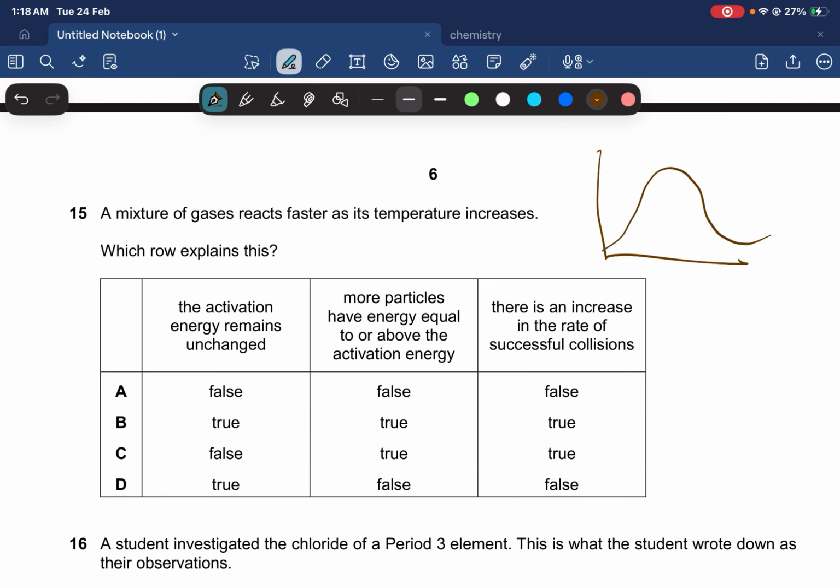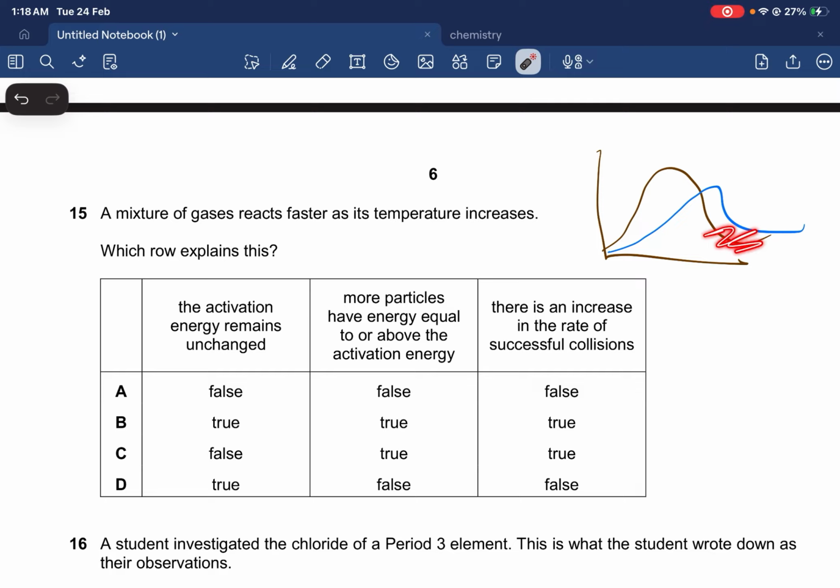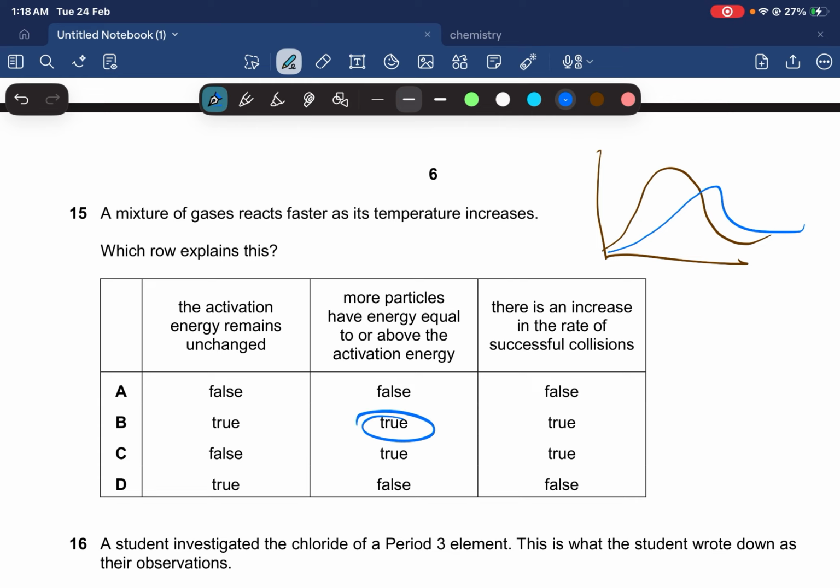If this is your curve, temperature is going to move the curve something like this. And when it does this, the number of particles with energy greater than activation energy increases. So temperature increases the number of particles greater than activation energy, and a catalyst changes the activation energy. More particles have energy equal to or above the activation energy. True, that's how the reaction is going to get faster.